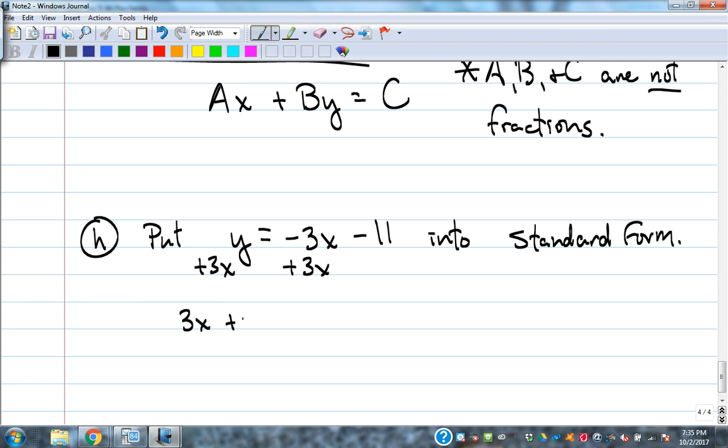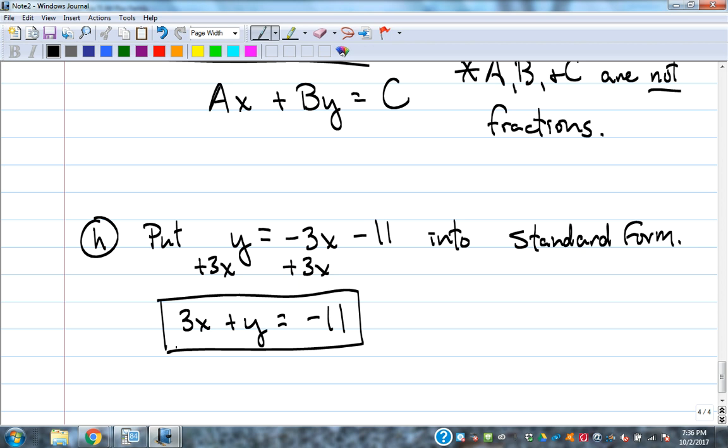That'd be 3x plus y equals negative 11. What do you know? Standard form. And you're done. If you can get slope-intercept form, standard form is that easy. But you got to be able to get slope-intercept form. So we're going to get some practice. We're going to look at it, see what's going on.